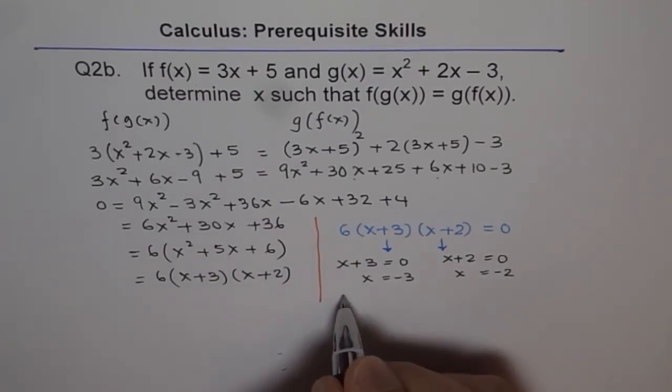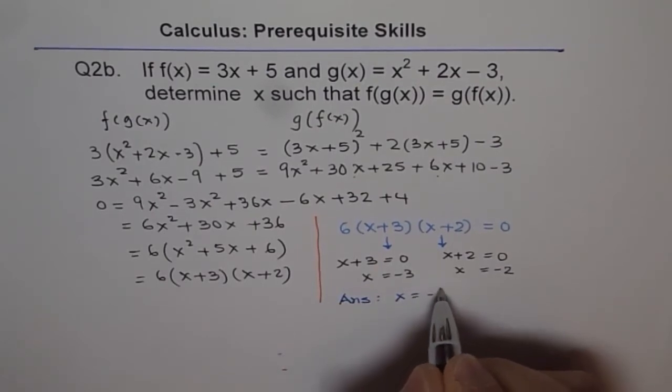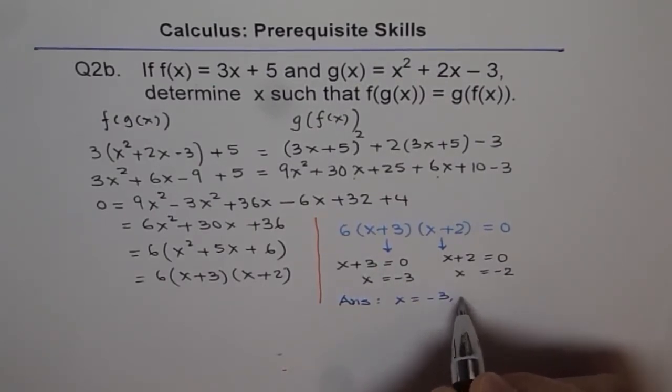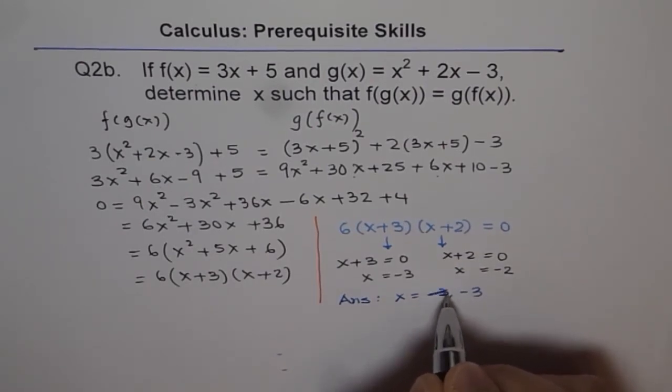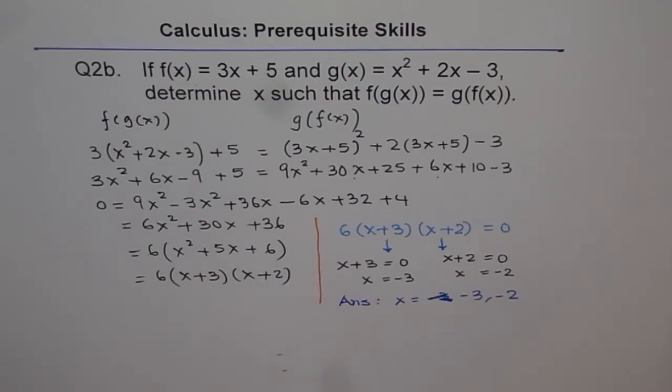So we can write down our answer, and the answer is x equals minus 2 and minus 3. So minus 3 and minus 2. So these are the two solutions, right?